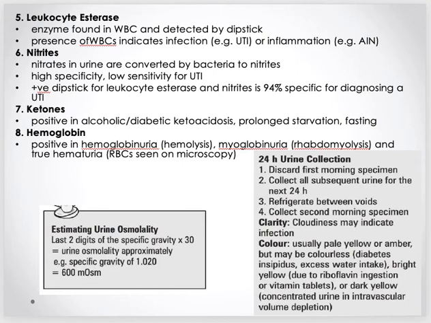Other than that, you can see the presence of nitrites. In nitrites, you will see that nitrates and urea in urine are converted by bacteria to nitrites. I told you gram negatives almost all. Positive dipstick for leukocyte esterase and nitrites is 94% specific for diagnosing a UTI.